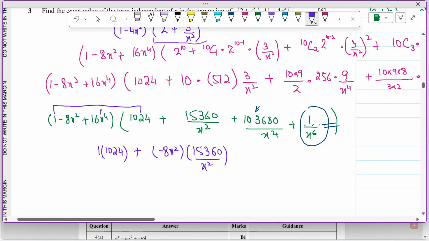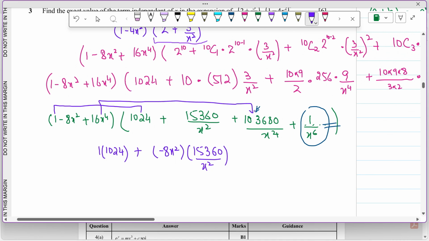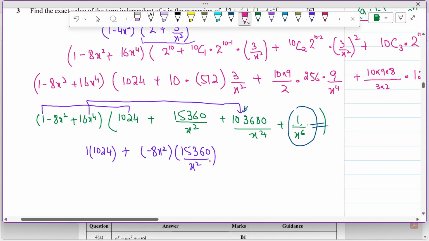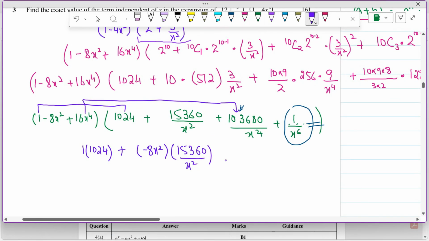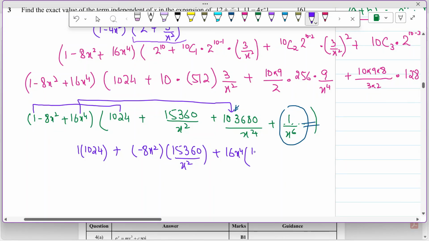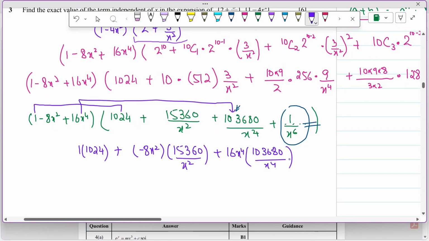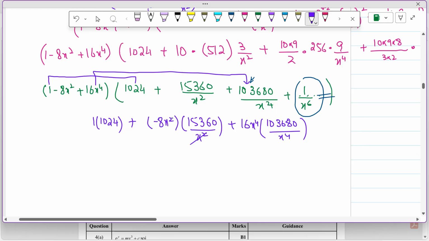Similarly, when we multiply 16x⁴ with 103,680 over x⁴, we will have a term independent of x, so we can say plus 16x⁴ times 103,680 over x⁴. So you can see that x² is cancelled out and x⁴ is cancelled out.